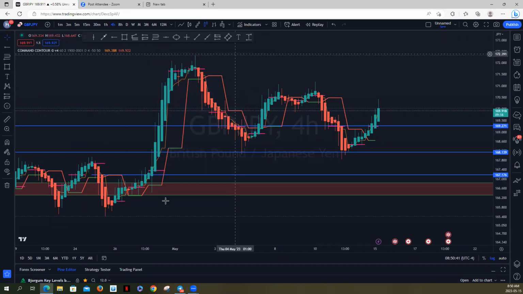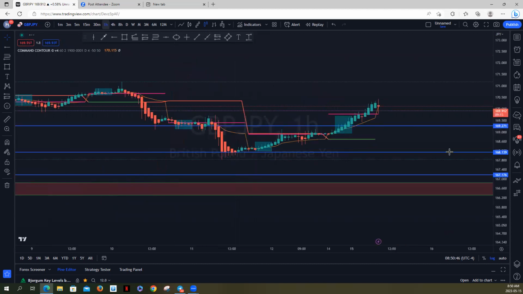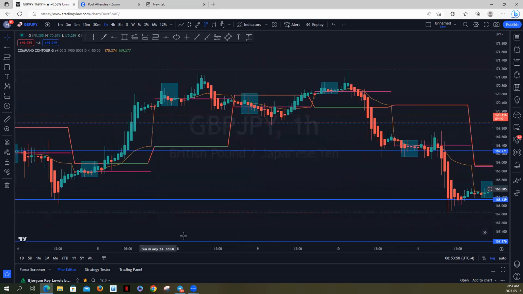Now, we do not want to use the ZAP zones when it's spread out. Let's see if I can find an example.